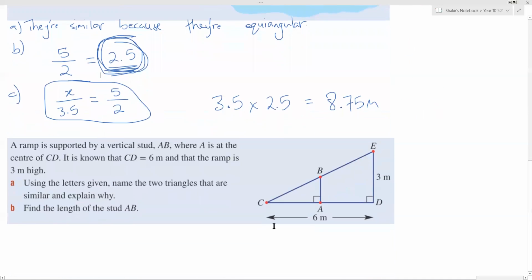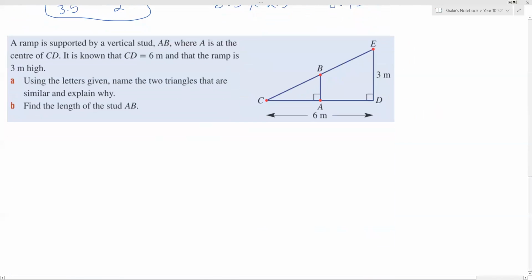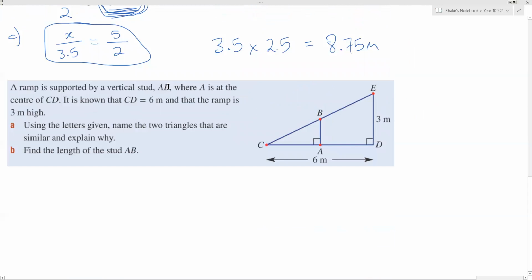So let's have a look at a second question. Another worked example. A ramp is supported by a vertical stud, AB. Okay, so we have AB there, where A is at the center of CD. All right, so that seems to be important. A is at the center. So that's 6, and this is going to be 3, and that's going to be 3. That's not marked, so I'm going to mark it in now. It is known that CD is 6, and that the ramp is 3 meters high. That's marked as well.